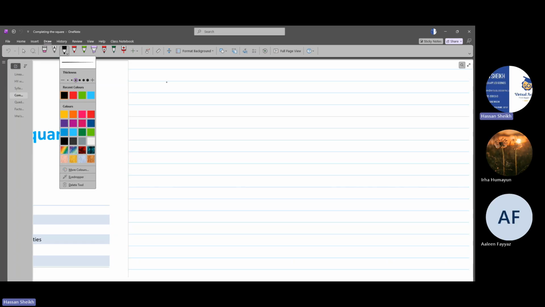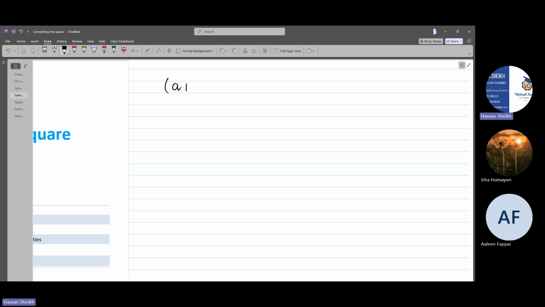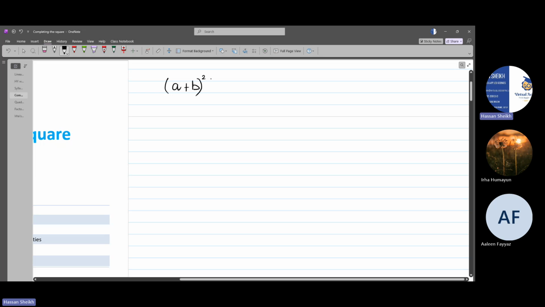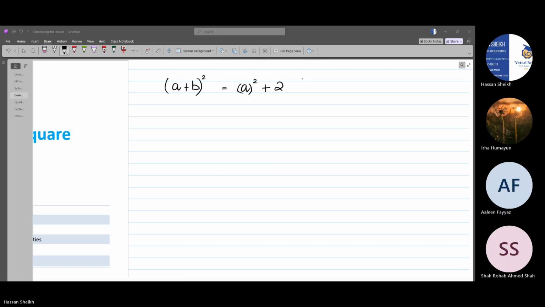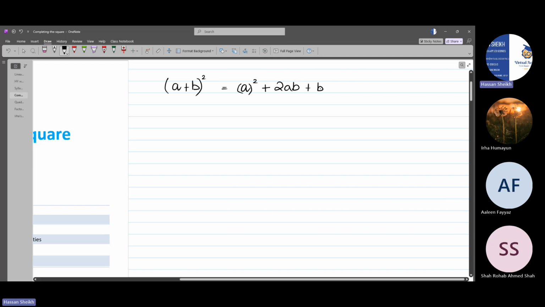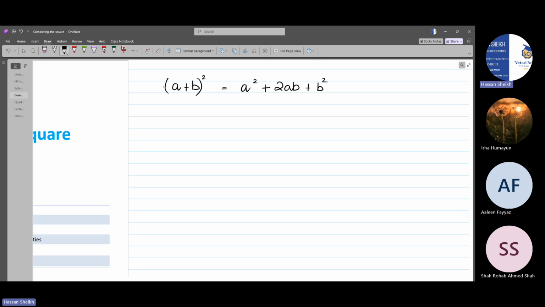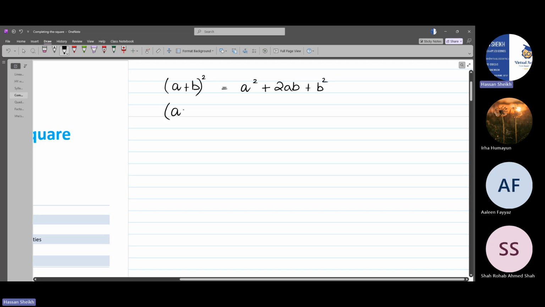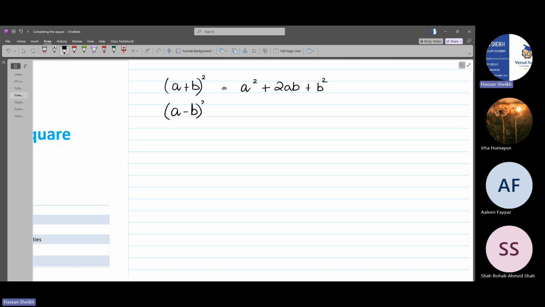Whole square formulas, which are (a plus b) whole square equals a square plus 2ab plus b square. Okay, let's leave these. So this is the expansion of the whole square formula, the sum of whole square. And then this is the difference of whole square formula, (a minus b) whole square.